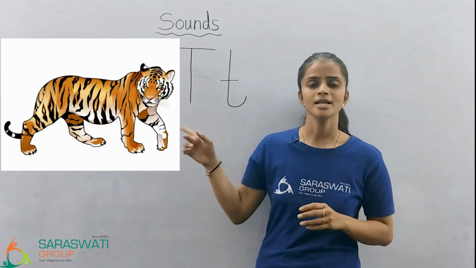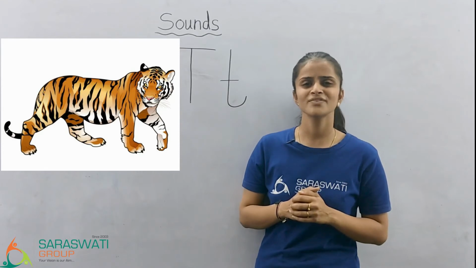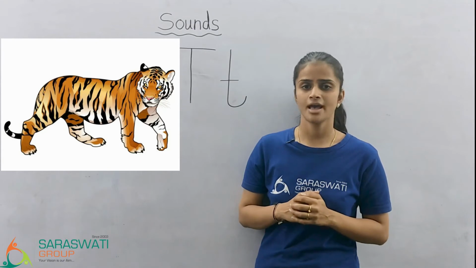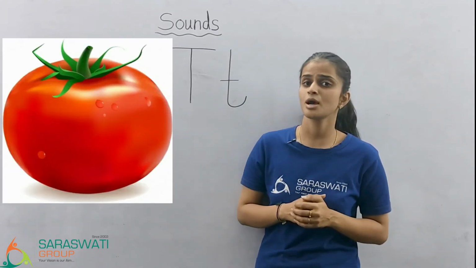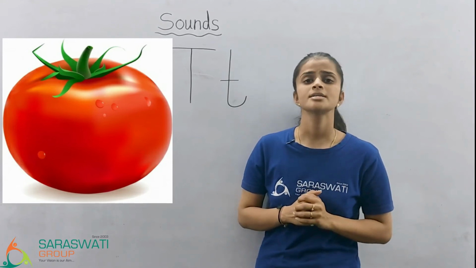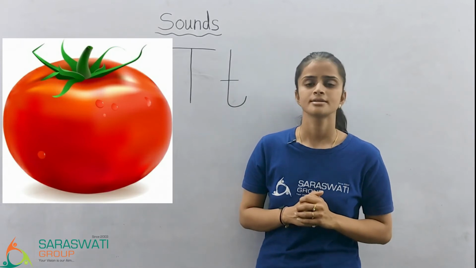What is this? This is tiger. What is the initial sound of a tiger? T. What is this? This is tomato. What is the initial sound of a tomato? T.